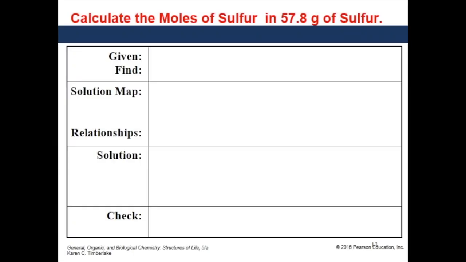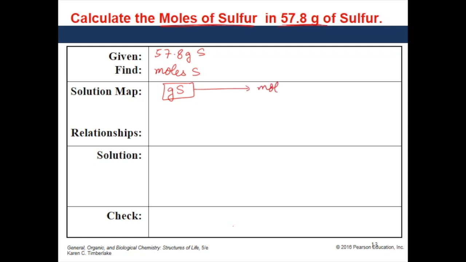For instance, let's try this question. Calculate the moles of sulfur in 57.8 grams of sulfur. So here what's given to us is grams of sulfur, and it's asking for the moles of sulfur. So we need to go from what's given to us, 57.8 grams, to what we need to find, moles of sulfur. So what is our solution map? We need to go from sulfur grams to moles.